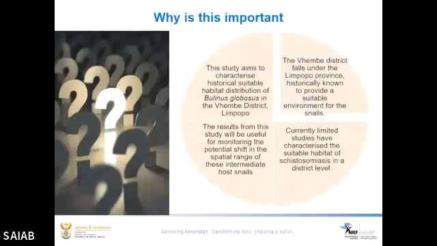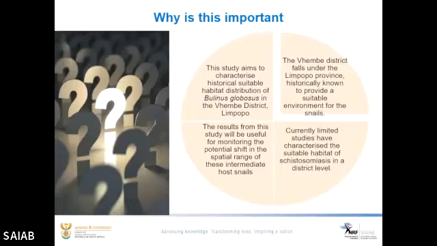This study aims to characterize historical suitable habitat distribution of Bolinas globosas in the Gombe District, Limpopo Province. The Gombe District falls under the Limpopo Province, historically known to provide suitable environment for the snails. The Limpopo rural areas were found to have a prevalence of 63 to 70% of schistosomiasis.